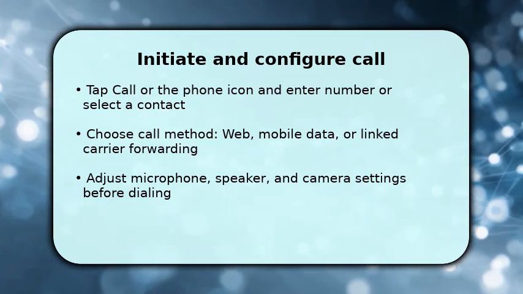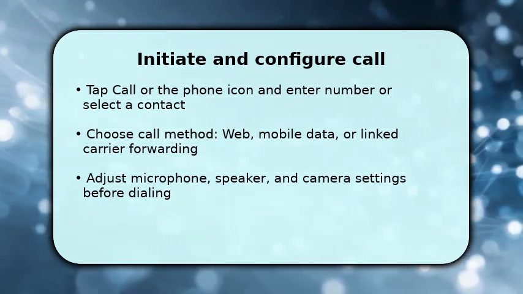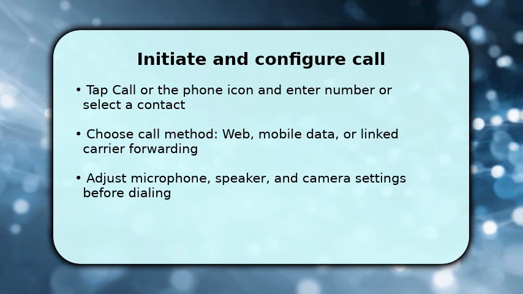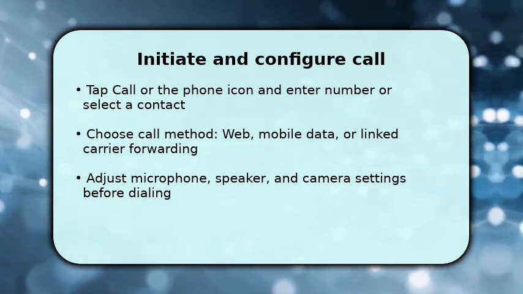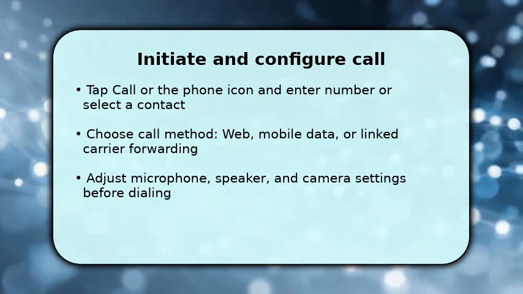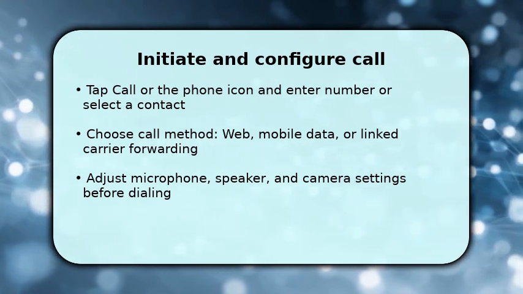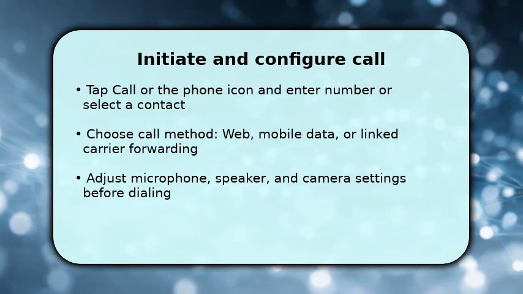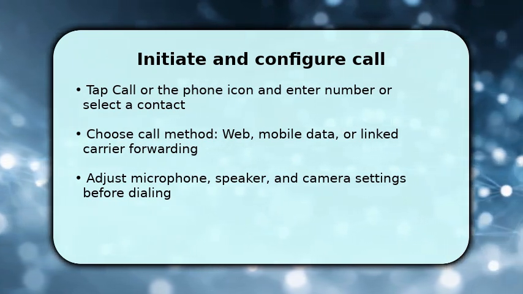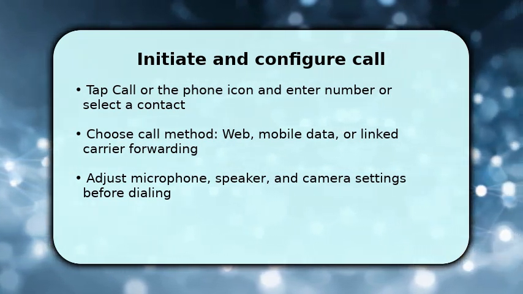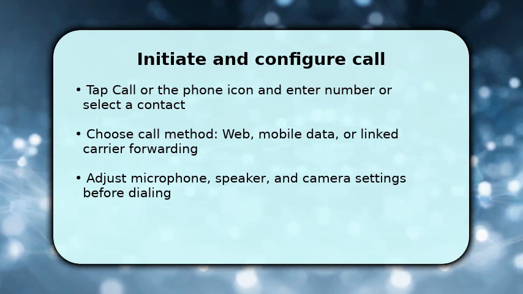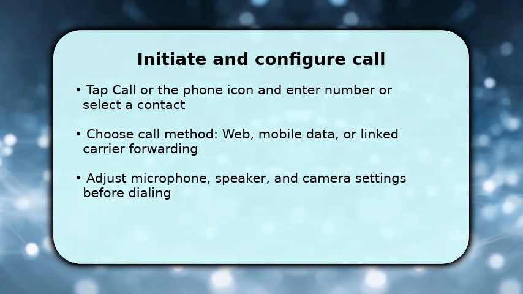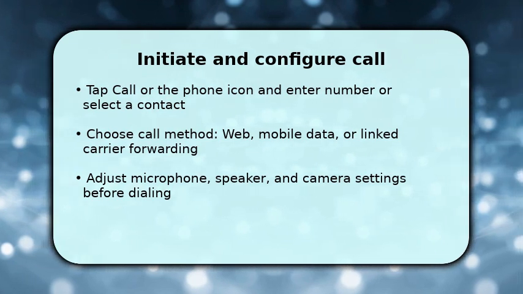Next, start the actual call by tapping the call icon and typing the number or picking a contact. Use digits for country codes when needed. Once you choose the contact, pick how to place the call: directly over the web app, via mobile data through the app, or by forwarding through a linked carrier number, because each method affects audio quality and charges. Check microphone and speaker routing, and mute if needed. After confirming these options, press Call to connect.